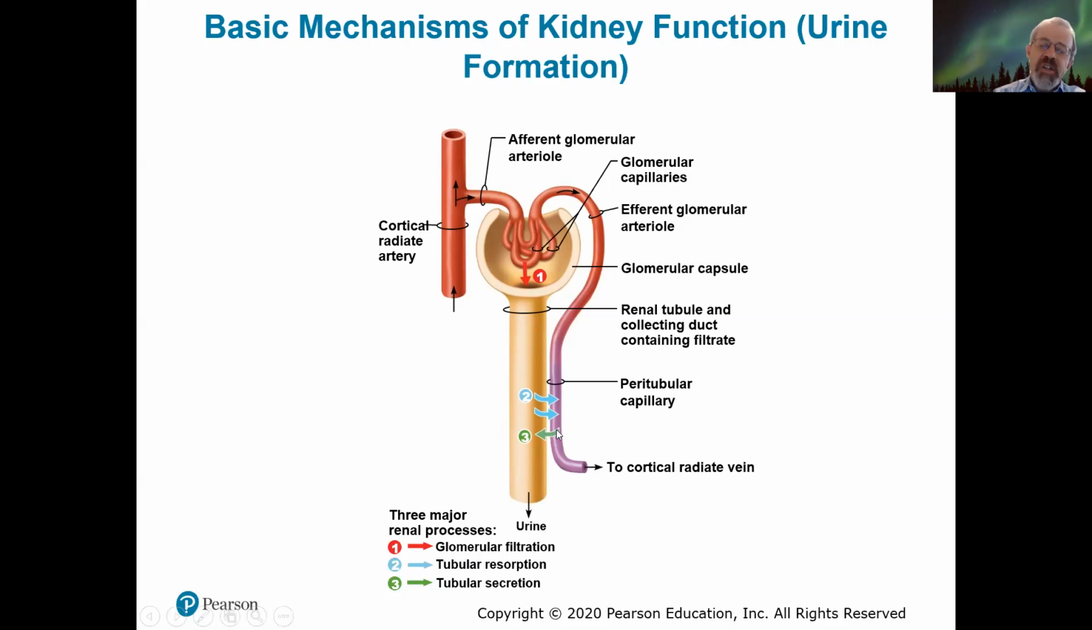Now, occasionally we have substances that weren't filtered at the glomerulus, but still end up in the kidney by a different mechanism. This is called secretion, tubular secretion. And you might wonder, how are these two different? How is 1 and 3 different?